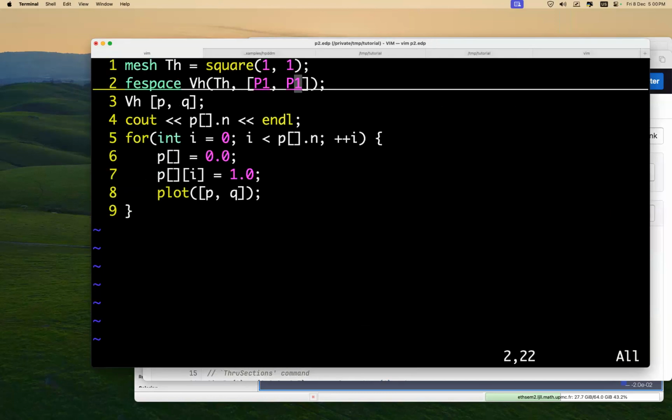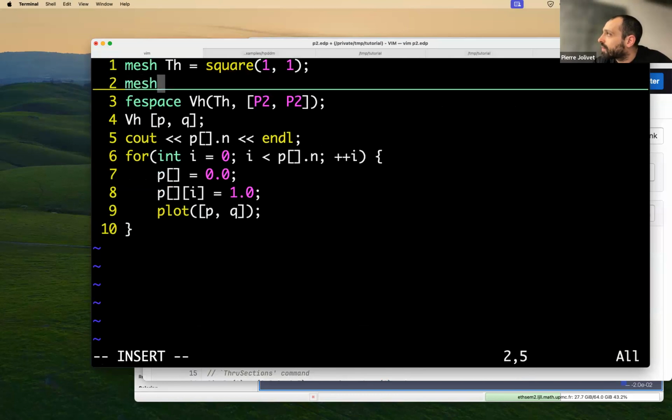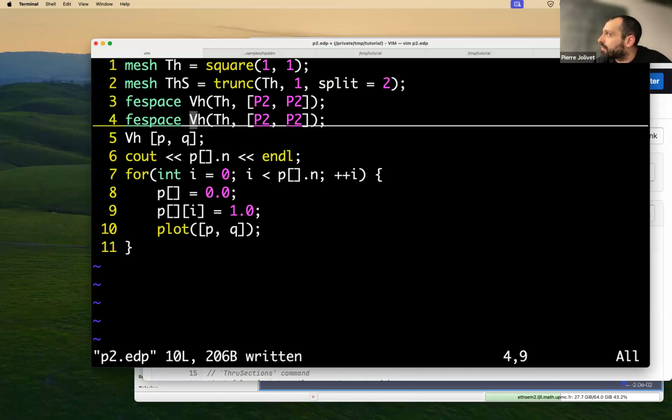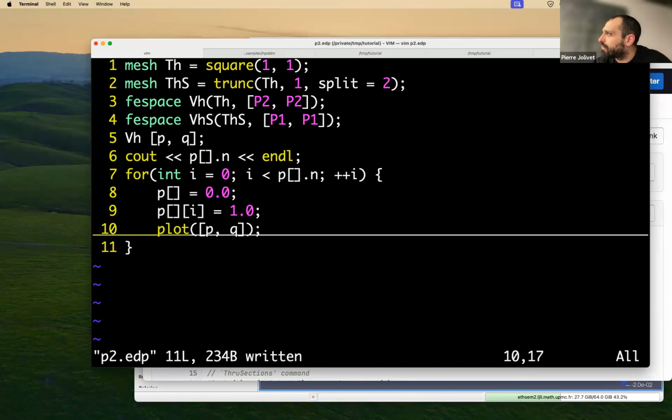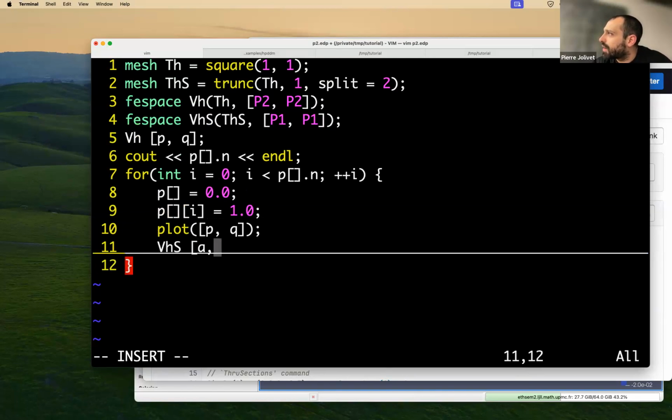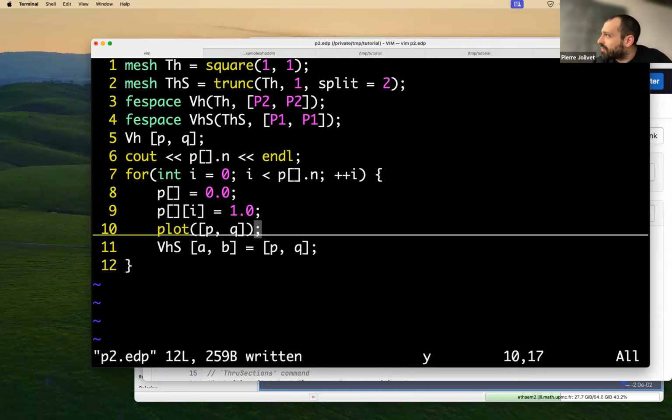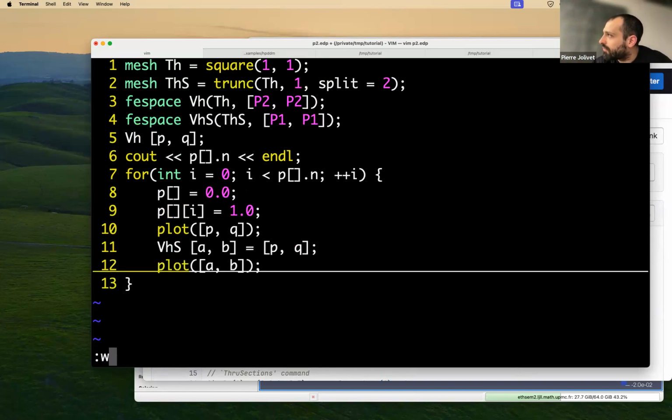So basically, I think you can do the same with something like merge the s equal trunks th1 split equal 2, and then do something like vhs stack, and then do vhs ab equal p q, and then do plot a b.